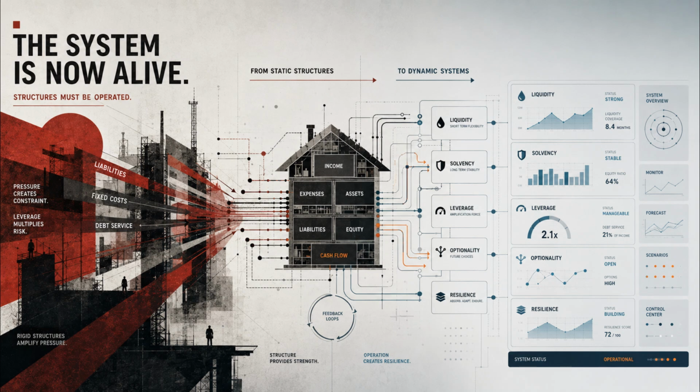Throughout this series, we've been building financial structure. We've explored liquidity, solvency, leverage, fragility, resilience, optionality, and flexibility. But now the framework evolves again. Because financial systems are not static, they behave dynamically through time. And once we understand that, personal finance changes completely. This is the transition point of the series. We are moving from financial architecture to financial systems operation.